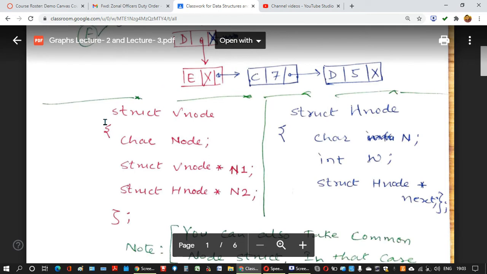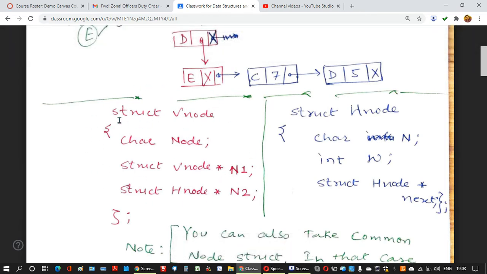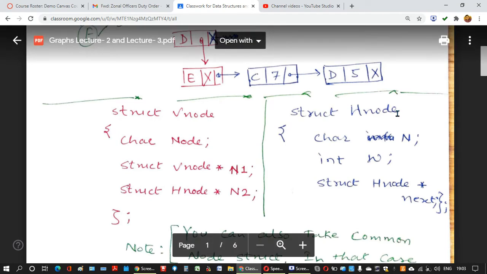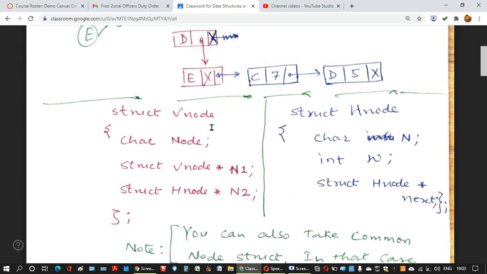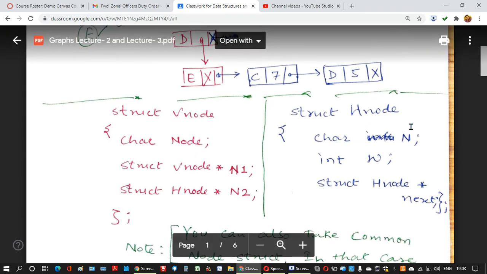Now you can see you need to take it in this manner. If you represent it, you need to take two types of nodes. So I am calling them V node and H node. These V node and H node words are given by the programmer. They are identifiers, they are not specific that only this is required to be written. So this is node type 1, node type 2.